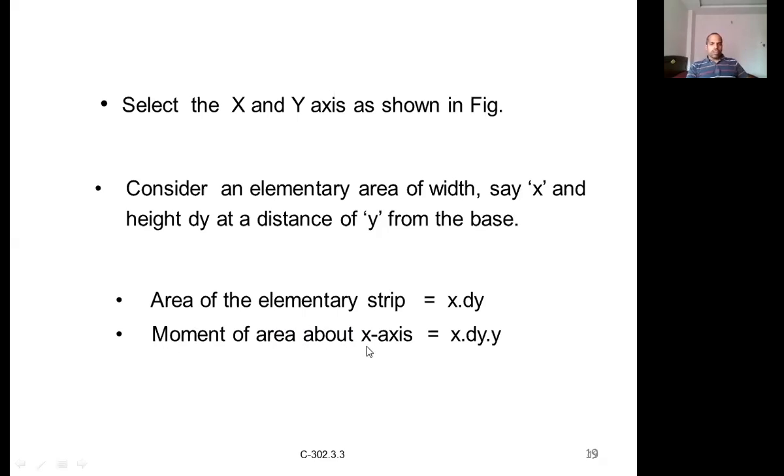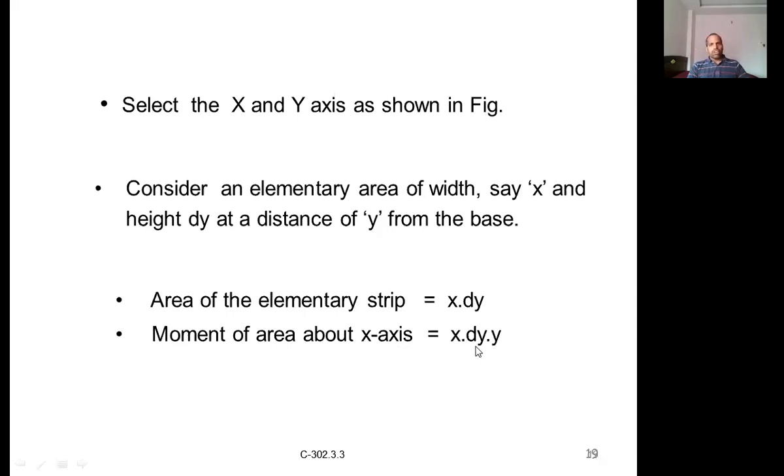And the moment of area about the x-axis. Moment of area is area into centroidal distance. That is the centroidal distance, or its distance from the x-axis, because the area itself is very small, dy being a very small thickness. The centroid distance will be the same. You can say it is equal, not exactly equal, but we can say it is equal because the thickness is negligible. So the moment of area about the x-axis is equal to x into dy into the distance, which is y.